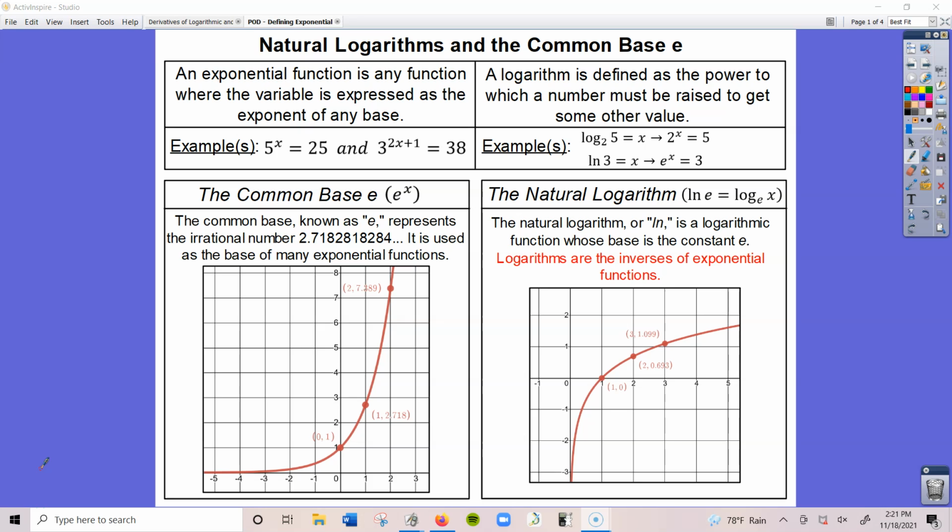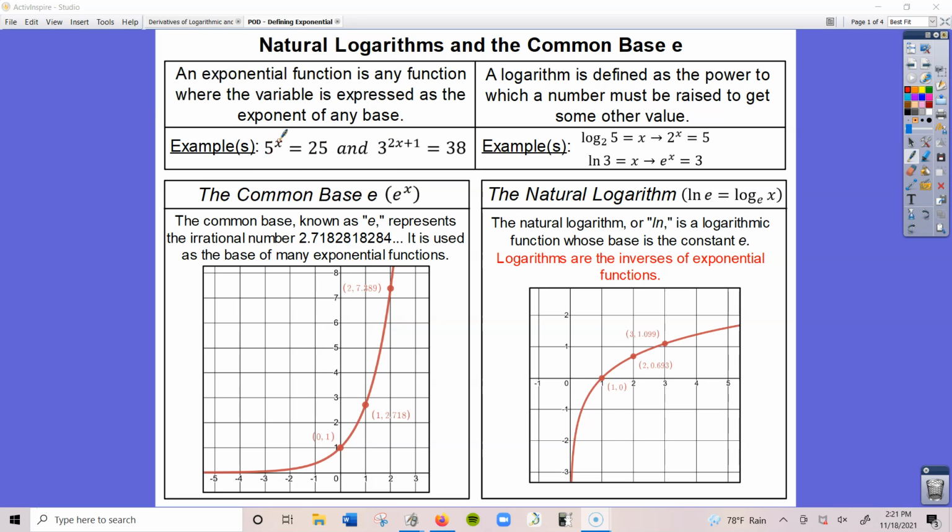Hey guys, today we're going to review what logarithmic and exponential functions are. Let's start with an exponential function. An exponential function is any function where the variable is expressed as the exponent of any base. So here are some examples.